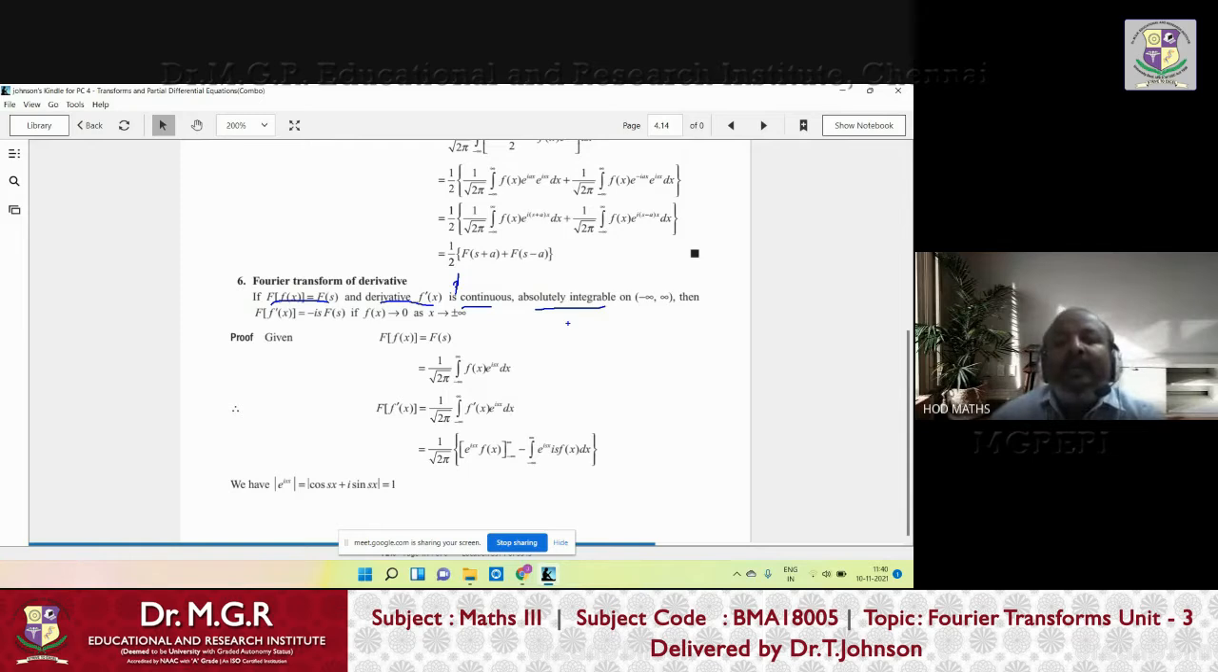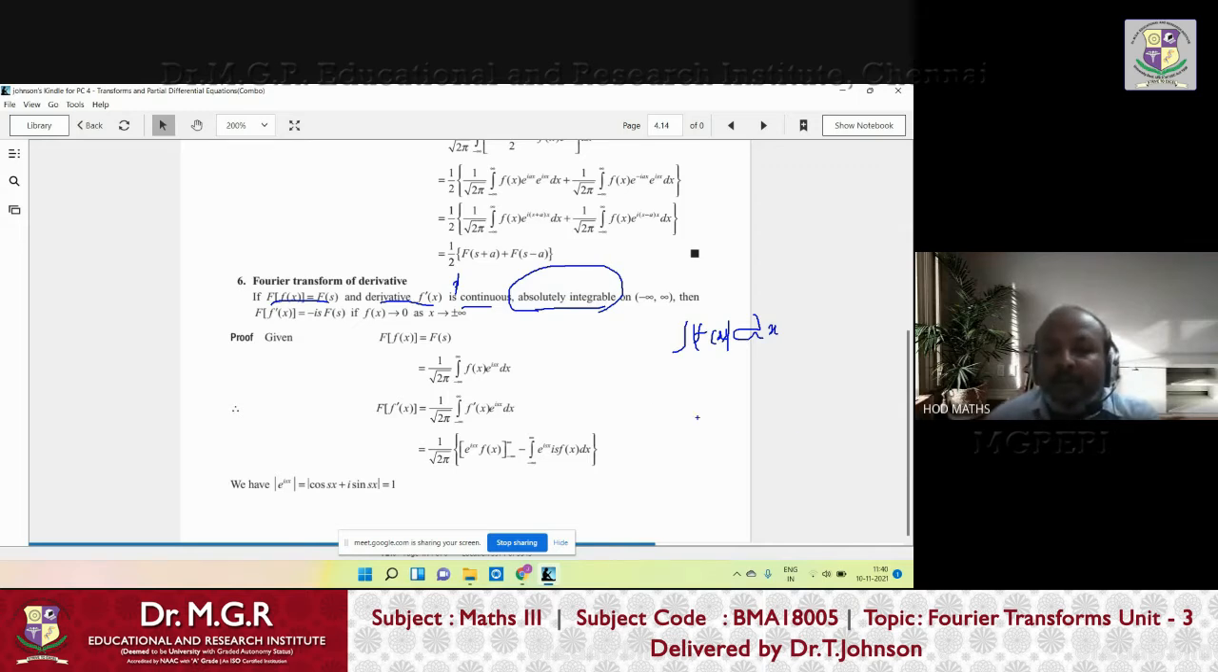And absolutely integrable, this you should know. What is the meaning of absolutely integrable? If the integral of f of x dx exists, meaning you are able to integrate f of x over any interval, then f of x is called integrable. But if you are able to integrate the magnitude of f of x, that is the modulus of f of x, otherwise called the absolute value of f of x, then it is absolutely integrable.